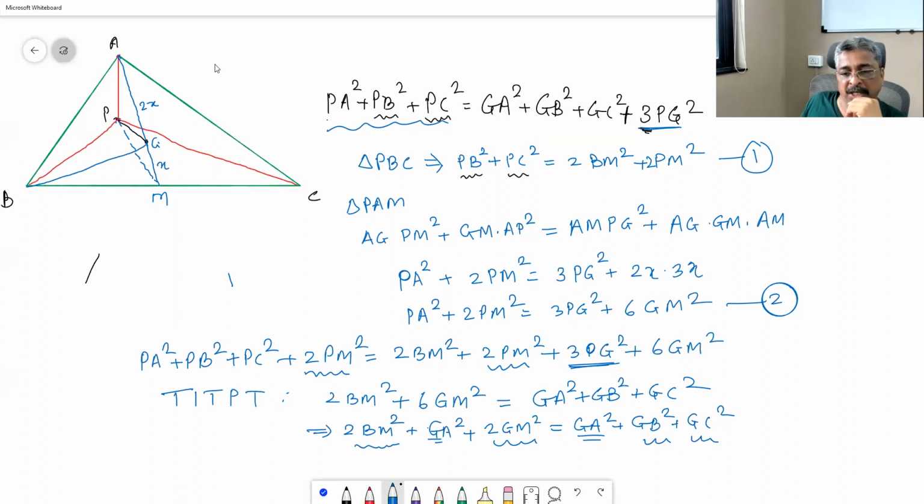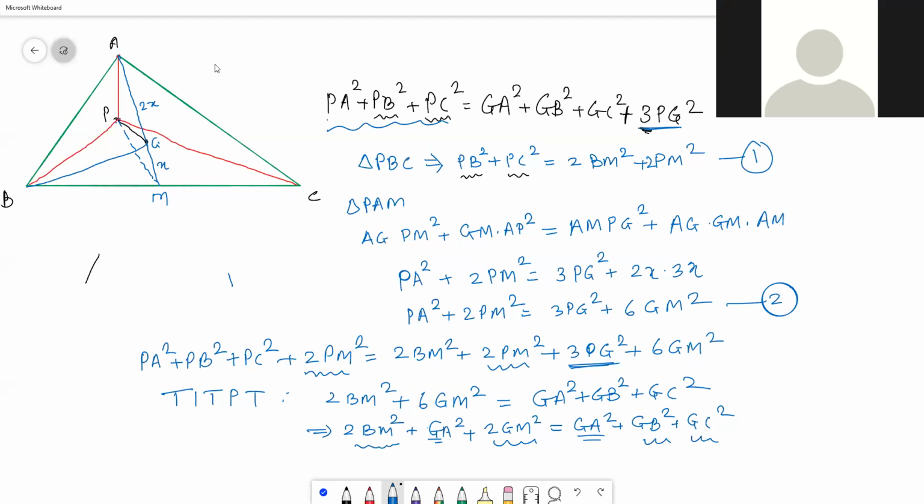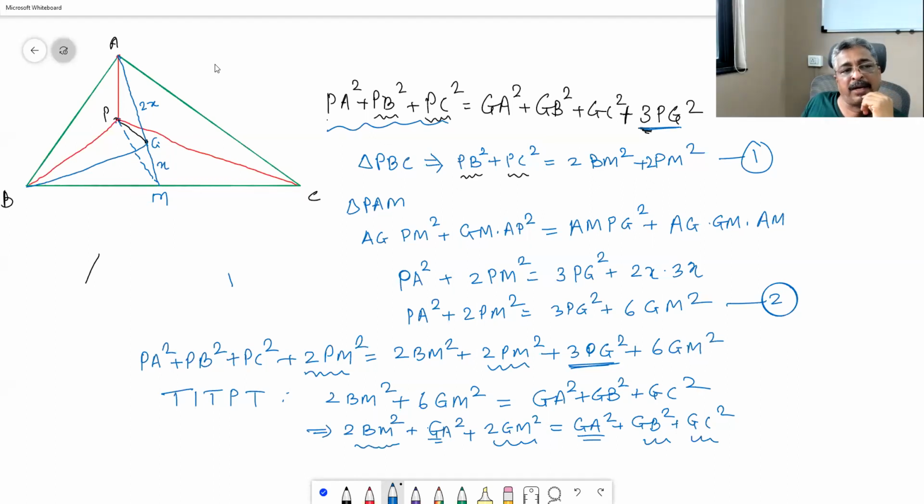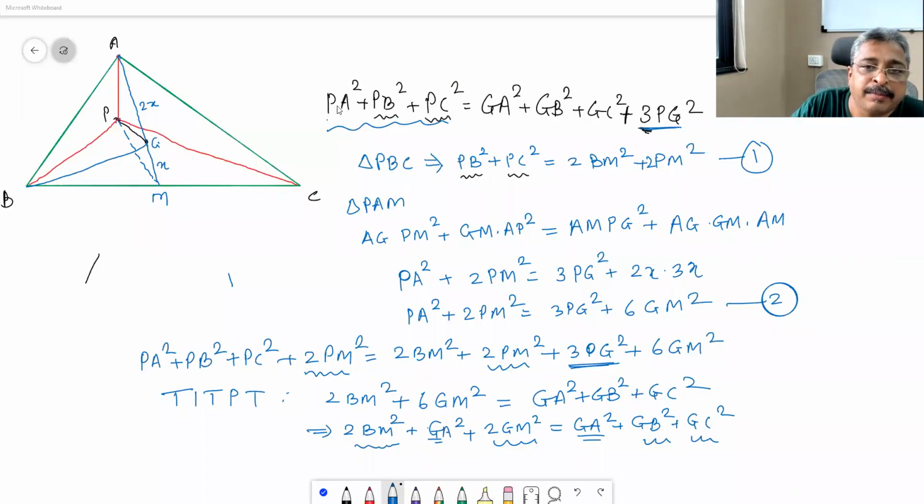The last thing that we require to prove is Apollonius theorem for triangle ABC. It is an important identity, because we have seen that for any point P in the plane of the triangle, PA plus PB plus PC is minimum at Fermat's point, which makes 120 degrees with each vertex.